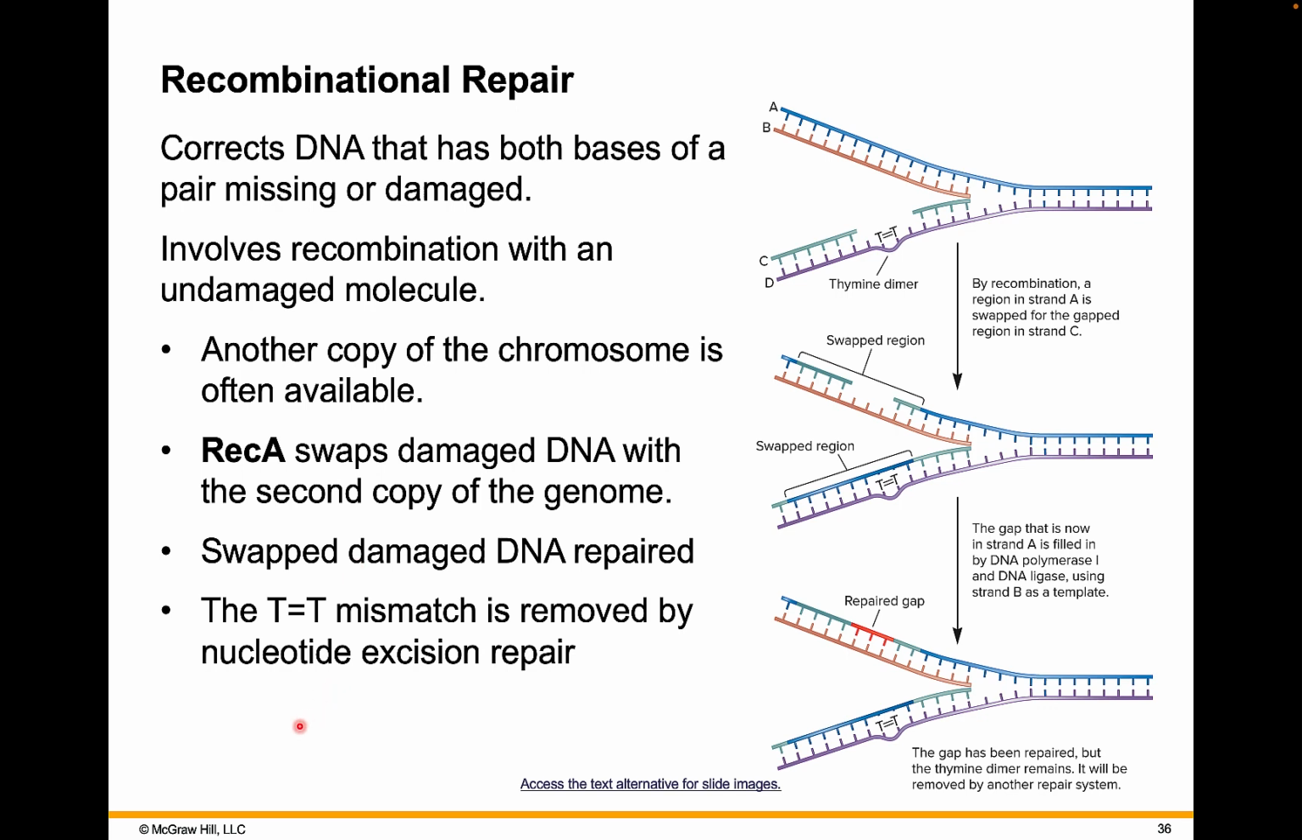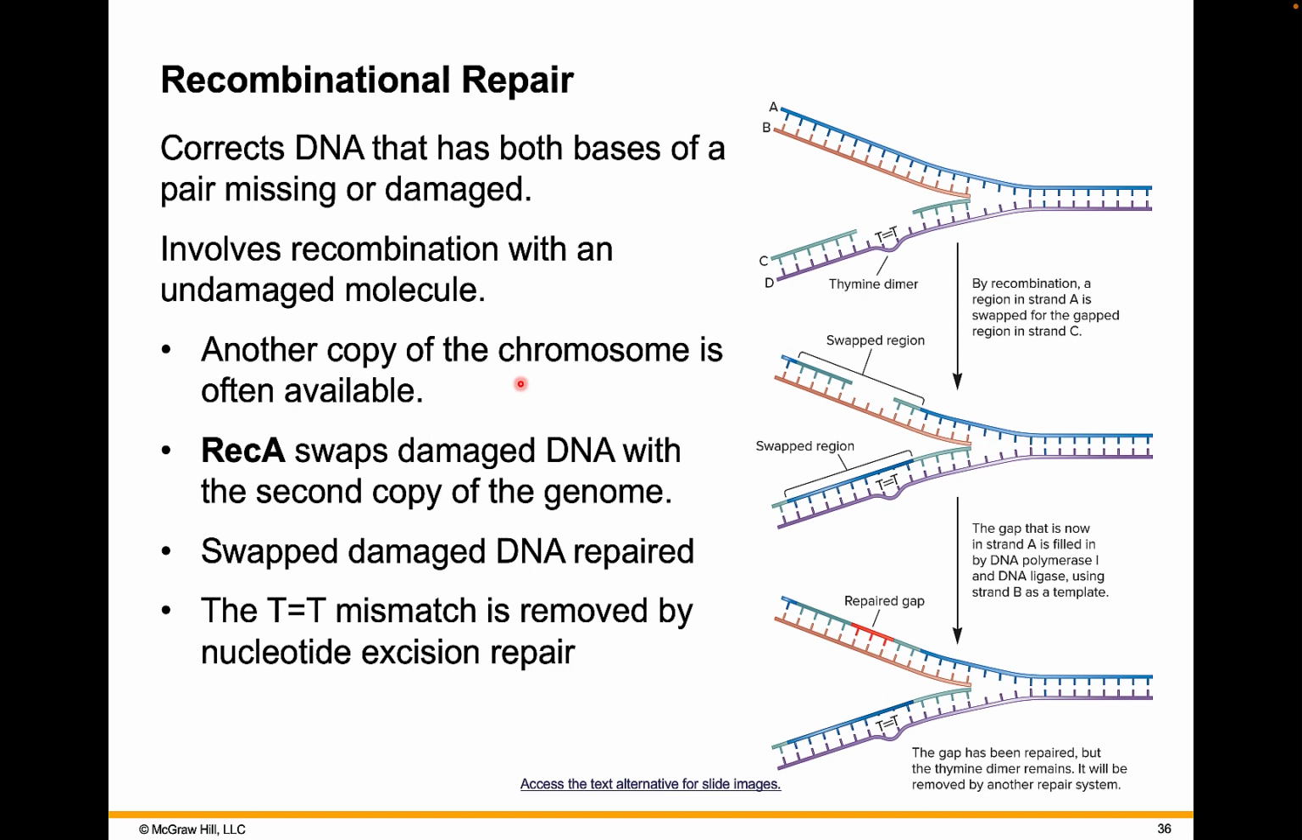So the last one is recombination repair, and this corrects DNA where both bases of a pair are missing or damaged. And this involves a recombination with an undamaged molecule. And this can only happen when another copy of the chromosome is available.